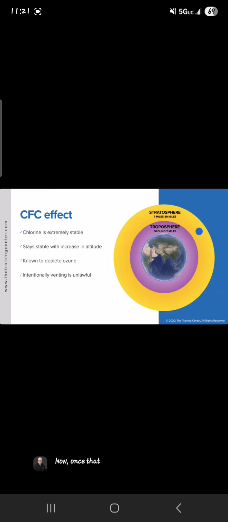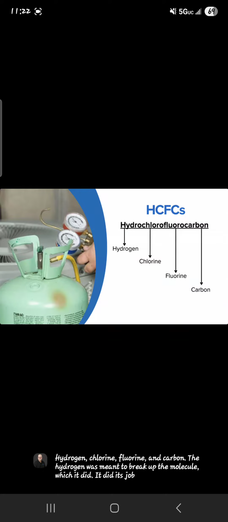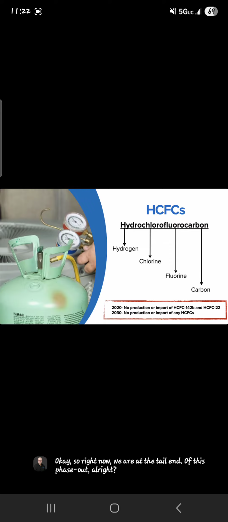Now once that shift happened in the 70s, engineers got to work. What are we going to do? Here's what we got. HCFC, hydrochlorofluorocarbon, hydrogen, chlorine, fluorine, and carbon. The hydrogen was meant to break up the molecule, which it did. It did its job, just didn't do it well enough. Okay, so right now we are at the tail end of this phase out. All right. Popular ones, R22, R123. 22 is probably the most popular refrigerant ever. Very easy to work with, super efficient, high ODP.